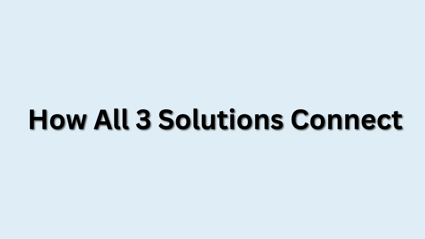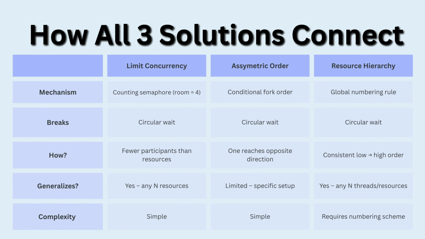All three solutions break circular wait, but through different mechanisms. Limit concurrency uses a counting semaphore. It breaks the circular wait by ensuring there are fewer participants than resources. This is simple to implement and generalizes to n resources.